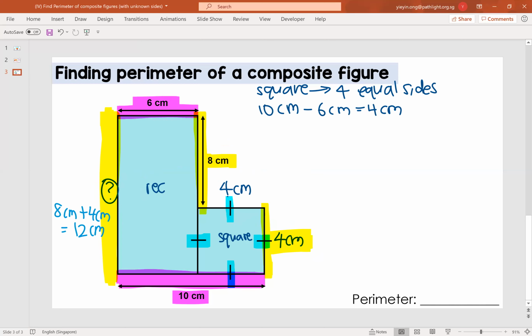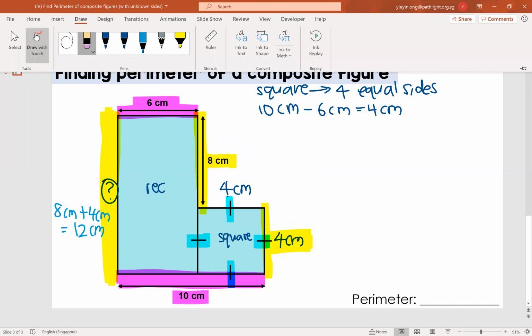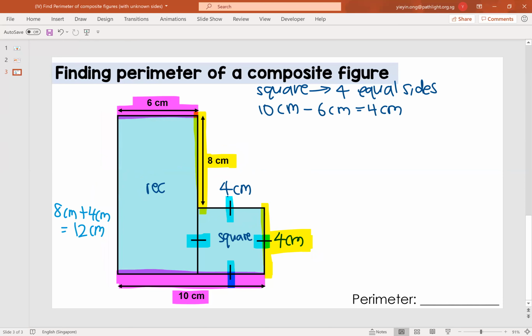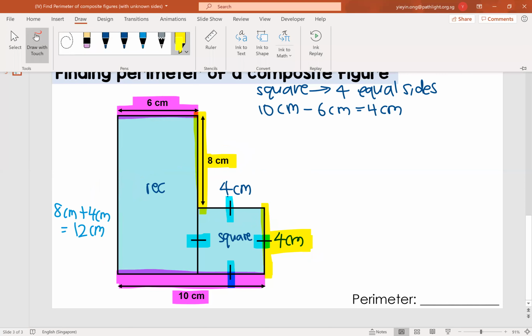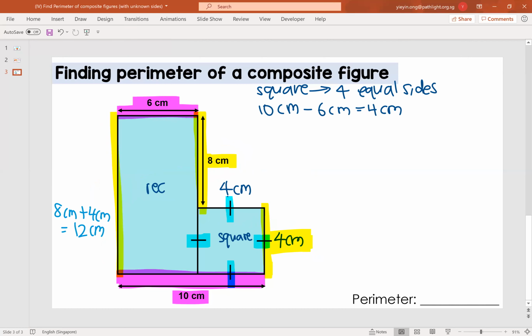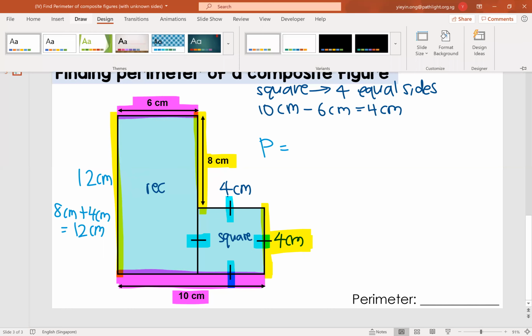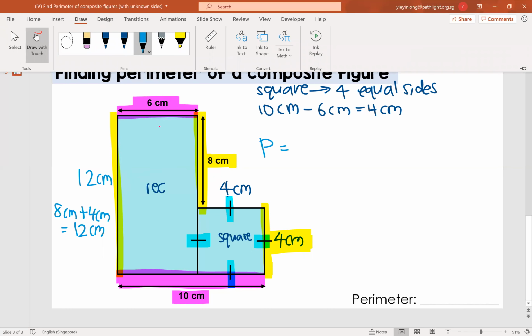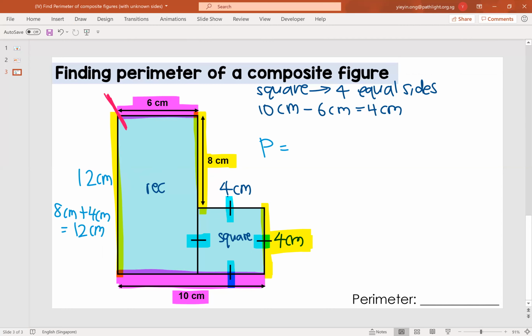Okay, so this question mark, I can now erase and write as 12 centimeter. Now double check that I have all my sides labeled before I calculate the perimeter. Same thing, I'm going to put a cross at the top left. This is my starting point.